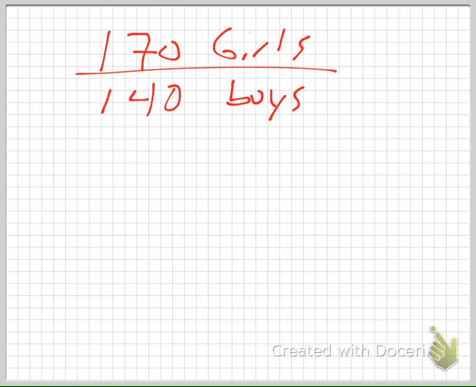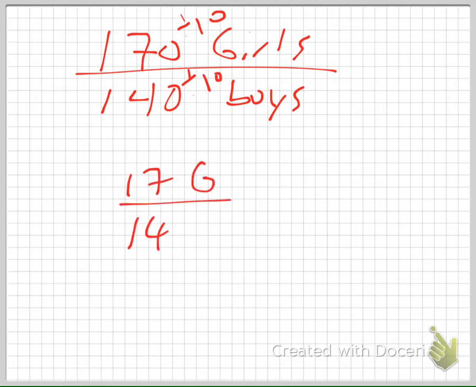How would I reduce this very easily? Divide by 10, divide by 10. This is now 17 girls to 14 boys. That's true. You would say that the ratio of girls to boys is 17 to 14. Does that make sense? You can reduce ratios. You need to reduce ratios.